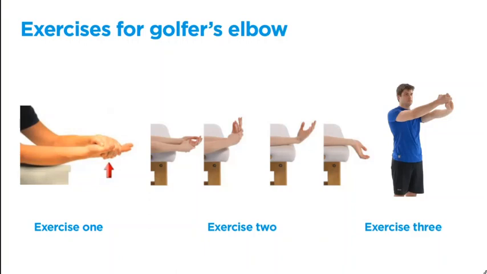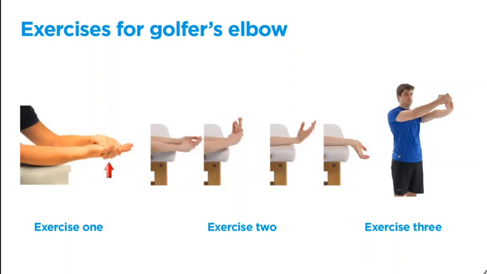Exercise 1 involves placing the affected arm and hand on a table with the palm facing up. Hold it down with the other hand. Keep your elbow on the table and try to raise your hand against the resistance of your top hand. Hold for 2 to 3 seconds and repeat. Again, there should be no or minimal pain when completing the exercise.